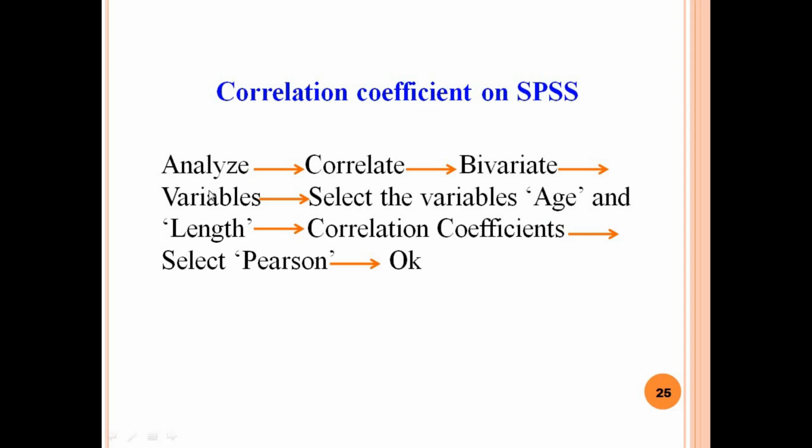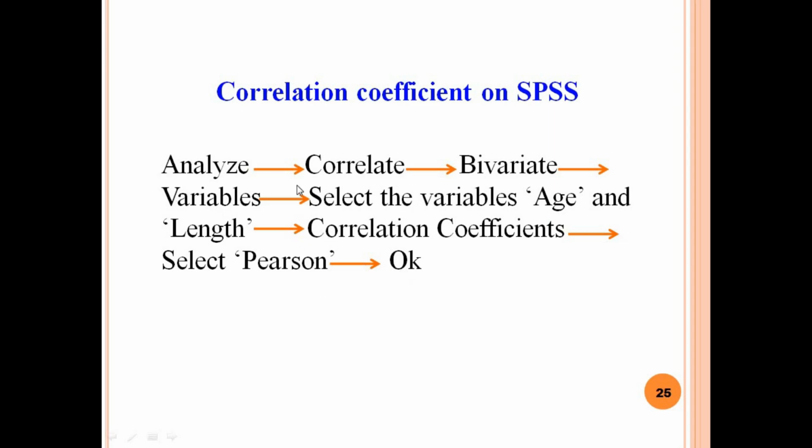When you open your SPSS window, first click on Analyze, then Correlate, then Bivariate, then Variables. Select the variables age and length, then click on correlation coefficient, and here you select Pearson's correlation coefficient. That means we are going to find out Karl Pearson's correlation coefficient. That's why you just select Pearson and then last you click on OK. Then you will get the result.